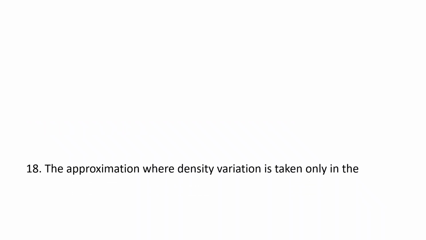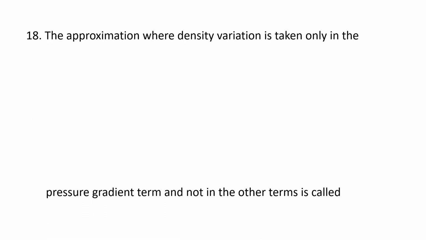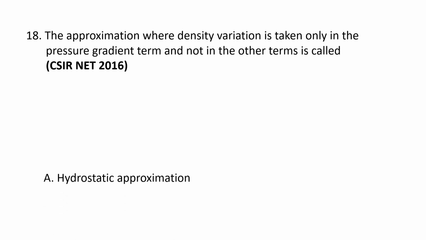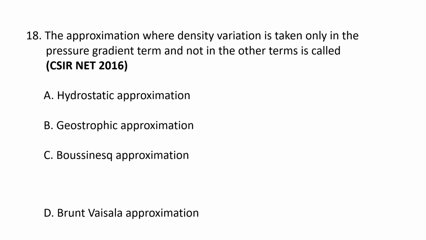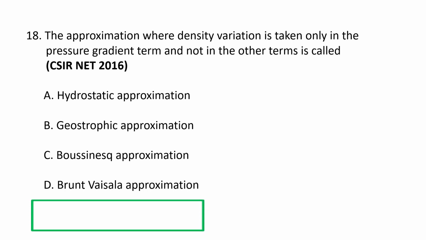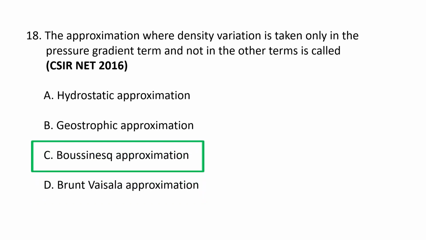Next question. The approximation where density variation is taken only in the pressure gradient term and not in the other terms is called A. Hydrostatic approximation, B. Geostrophic approximation, C. Boussinesq equation, and D. Brunt-Väisälä approximation. The correct option goes as C.